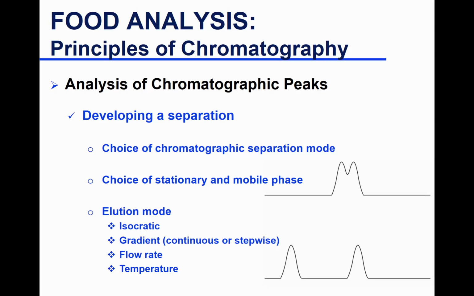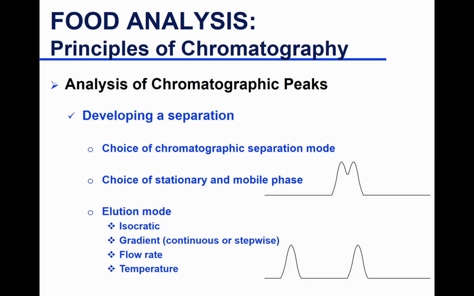Stepwise means you start isocratic, like time 0 to 10 minutes, same concentration of the mobile phase, and then you have a continuous increase over 5 minutes. So you increase your acetonitrile concentration continuously over 5 minutes, and then you have the same concentration, you go up, same, and then down again. So stepwise. And I'll give you examples next week as to when this is valuable and why.